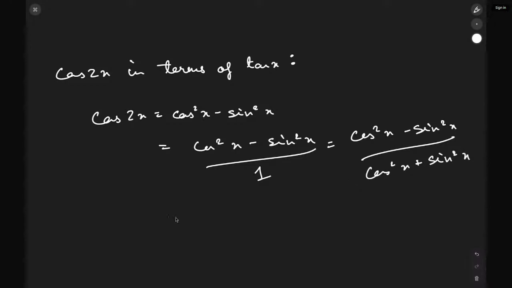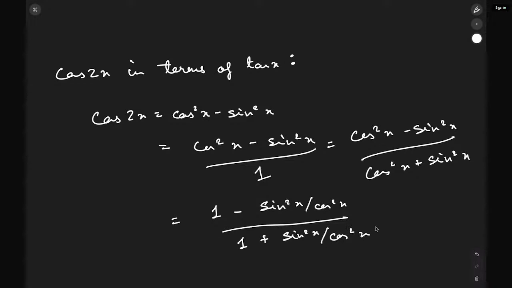Simple till here. If we divide this whole term by cos square x, then we will be left with 1 minus sine square x divided by cos square x, whole divided by 1 plus sine square x divided by cos square x. So I can simply write this as 1 minus tan square x divided by 1 plus tan square x.